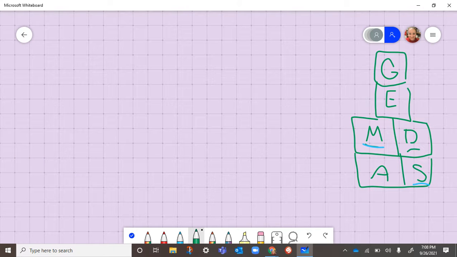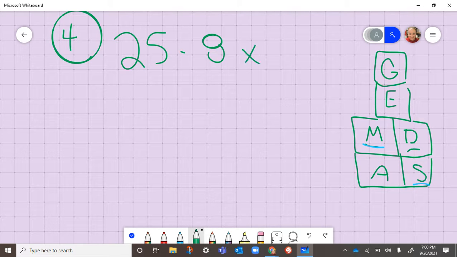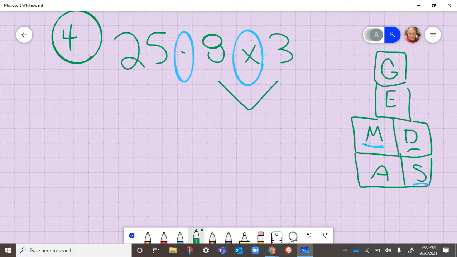All right, number 4 is 25 minus 8 times 3. Again, I'm going to look at those. I've got subtraction and multiplication, so multiplication comes before subtraction. I am going to multiply first. 8 times 3 is 24. Bring down the 25 and the subtraction. And 25 minus 24 is 1.